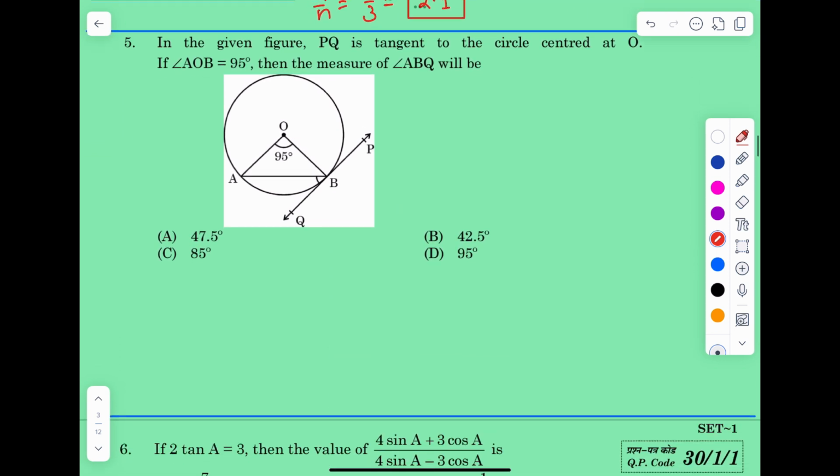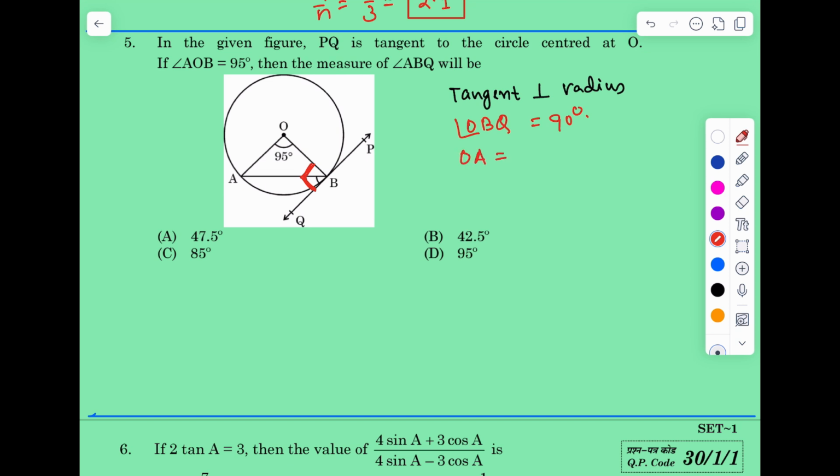Okay, next question. Question number 5. Here PQ is the tangent, and the first concept is that a tangent is always perpendicular to the radius. That means angle OBQ will be equal to 90 degrees. Now OA is equal to OB because they are radii of the circle.